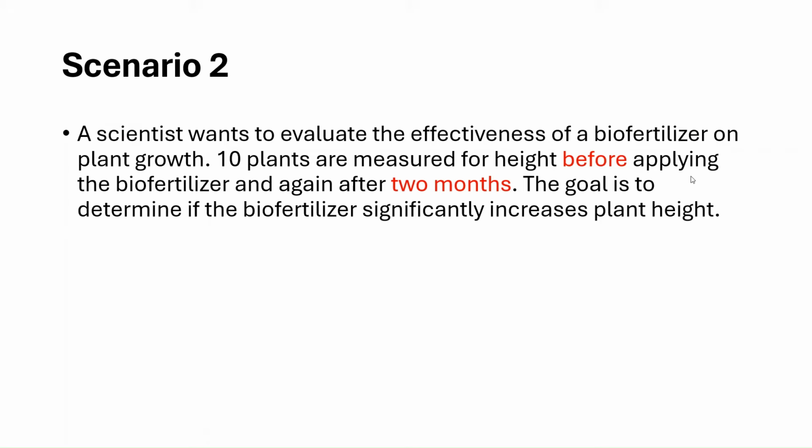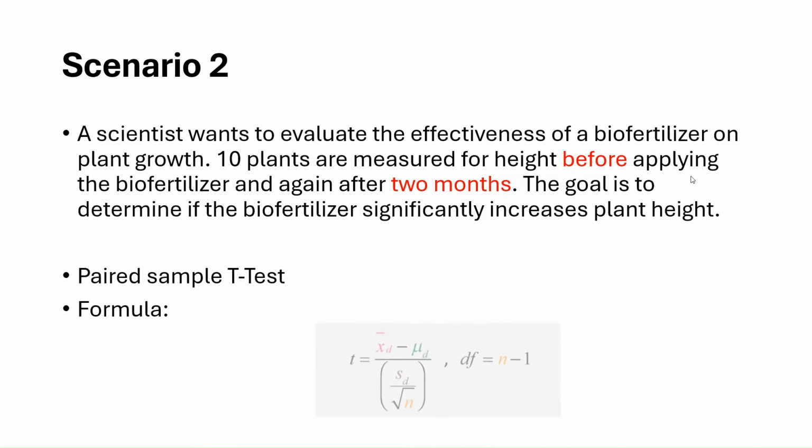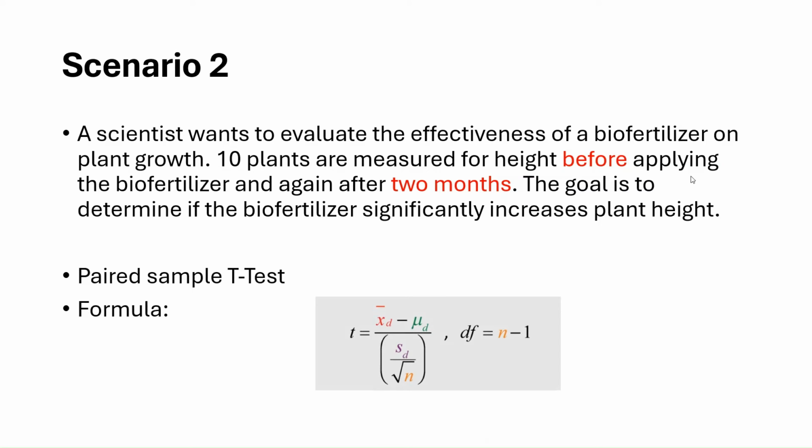So here they mention 10 plants, and the values are taken before applying the biofertilizer and again after 2 months. We just have to find the plant height differences within these 2 months, before and after the biofertilizer. That means we have two values for each of the 10 plants. So we have paired data, the same group but different timing, and we are going to find the significant difference in plant height. That means we are going to apply the t-test, but the paired t-test, right? The formula would be the same, but the difference is d. That d is the difference before and after.